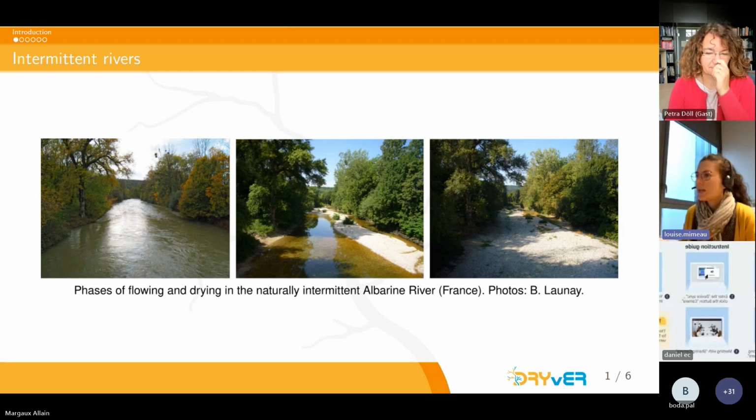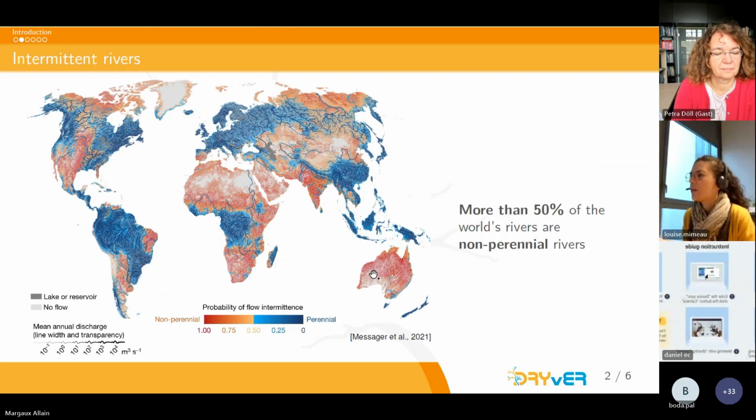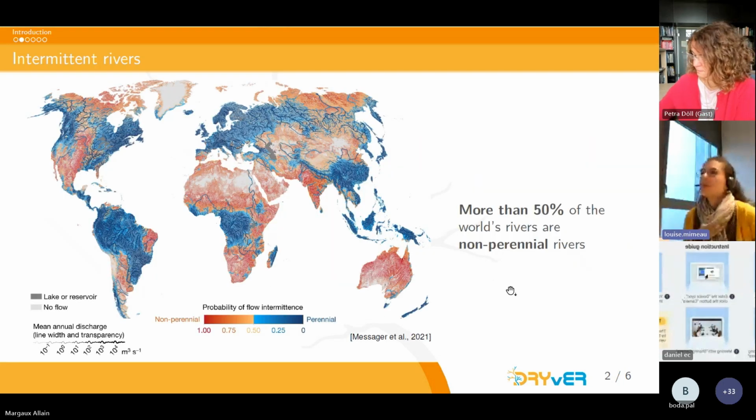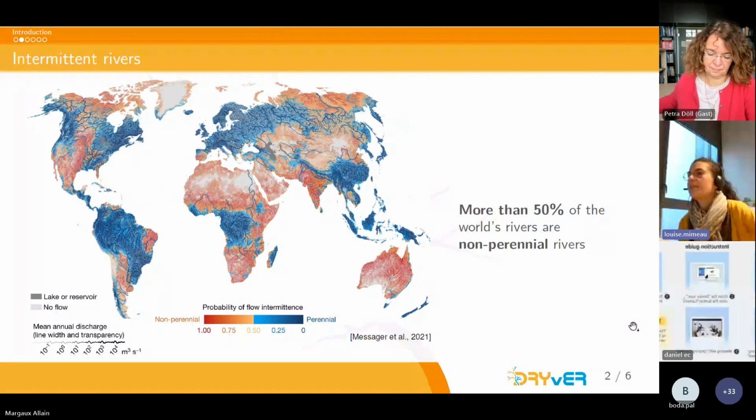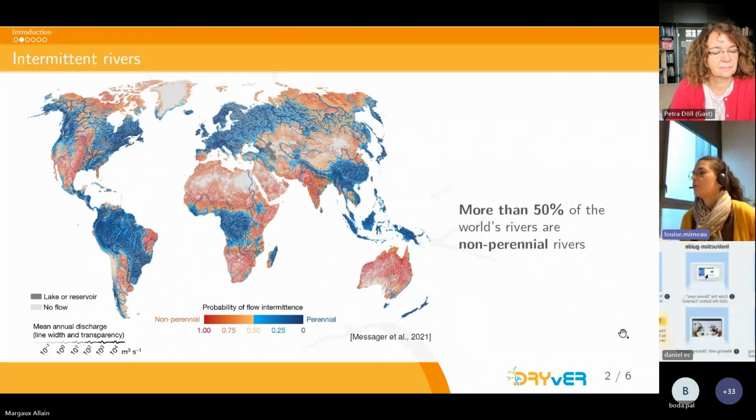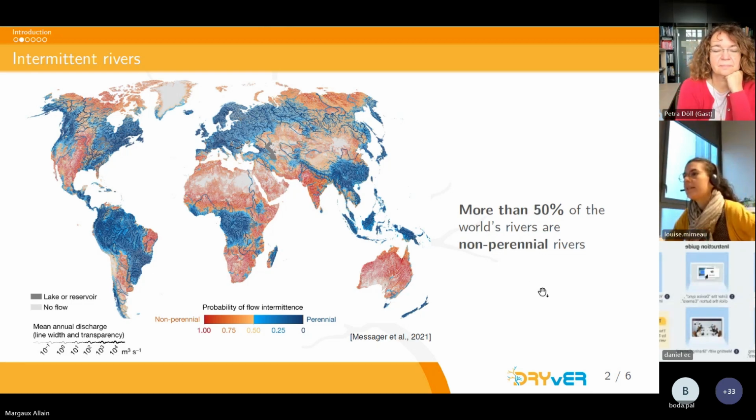And yes, can you change the slide, please, Margot? Thank you. And why we are interested in intermittent rivers is that they represent actually a large part of the world river, and this is a result from a paper from Messager et al. that showed that more than half of the world river are actually non-perennial, which means that we also need to investigate on intermittent rivers. Next, please.